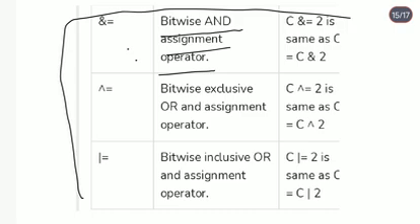C &= 2 is the same as C = C & 2. This is the AND assignment operator. And the meaning of this one is the bitwise exclusive OR and assignment operator. Just try to understand these names very carefully, because generally it becomes very confusing, because some signs are matching each other, so there is a little bit of difference. So you have to understand these things very clearly and just try to memorize these signs, and you can manage.